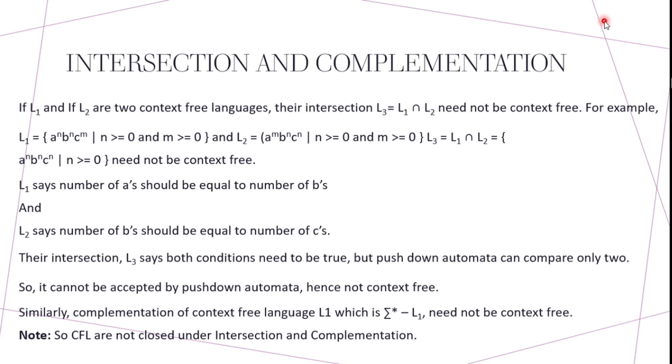So L3 equal to L1 intersection L2, where a raised to power n, b raised to power n, and c raised to power n are considered, where n is greater than or equal to 0, need not be a context-free language. Because L1 says the number of A's should be equal to the number of B's, and L2 says the number of B's should be equal to the number of C's, so their intersection L3 says both conditions need to be true, but pushdown automata can compare only two. So it cannot be accepted by pushdown automata, hence it is not a context-free language.